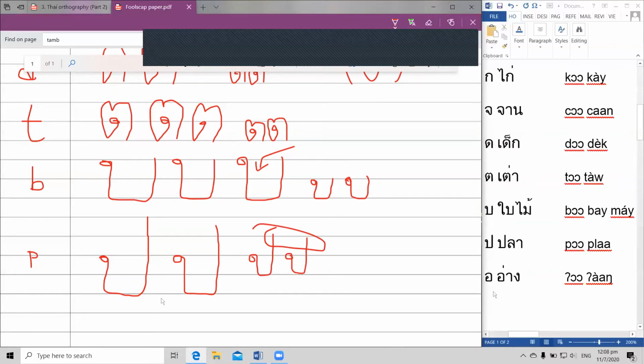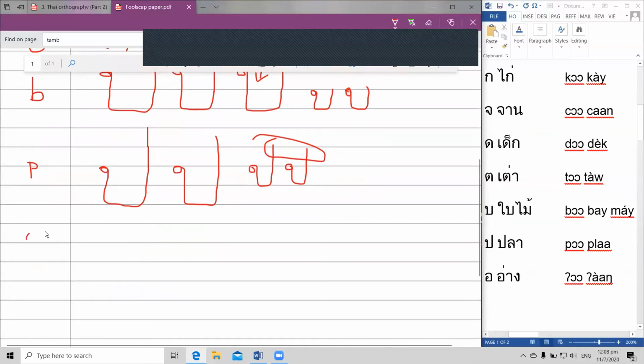Lastly, we have the glottal stop or ang. You can write it this way, or you can write it this way, without the stroke at the bottom. It's the same, but do not write it as a question mark. Okay, this is not correct. It looks like a question mark without the dot.